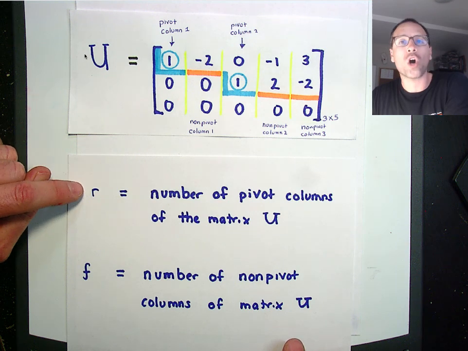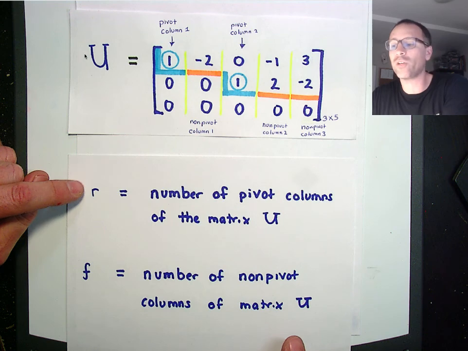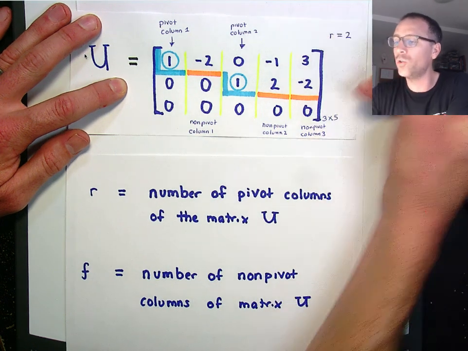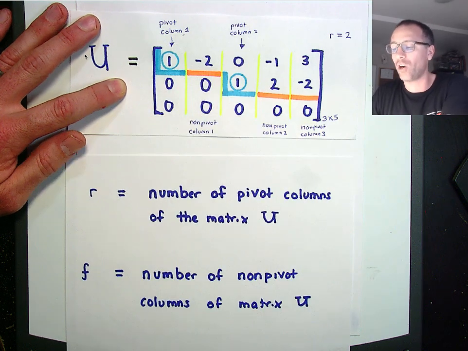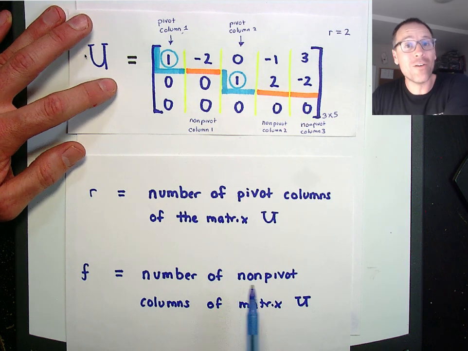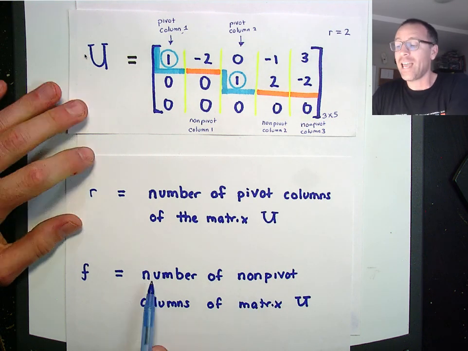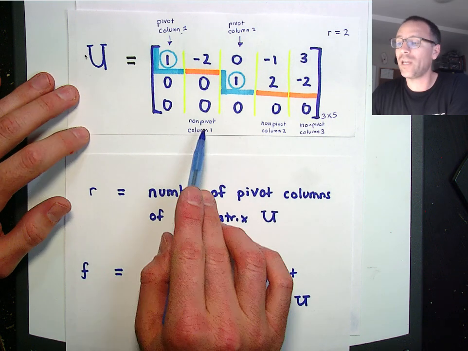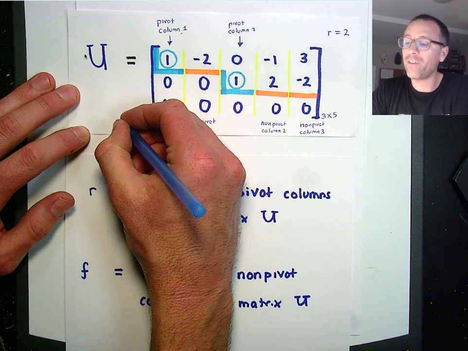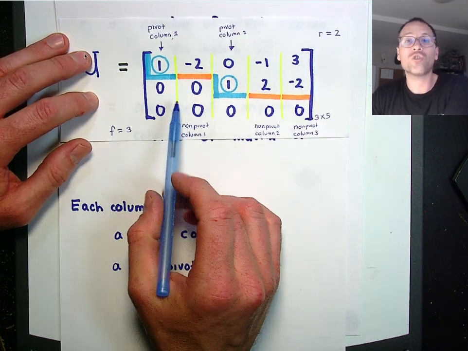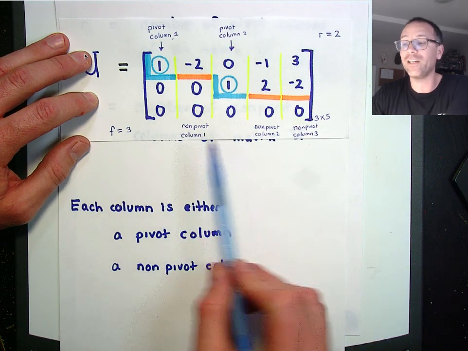We're going to call R a non-negative integer, which represents the number of pivot columns in the matrix U. In this situation, we immediately see that R is 2, since I have 1, 2 pivot columns. We're going to say that F, for free variables, represents the number of non-pivot columns in U. In this case, I have 1, 2, 3 non-pivot columns, so F is equal to 3. Notice the rref structure of this matrix makes it very, very clear.